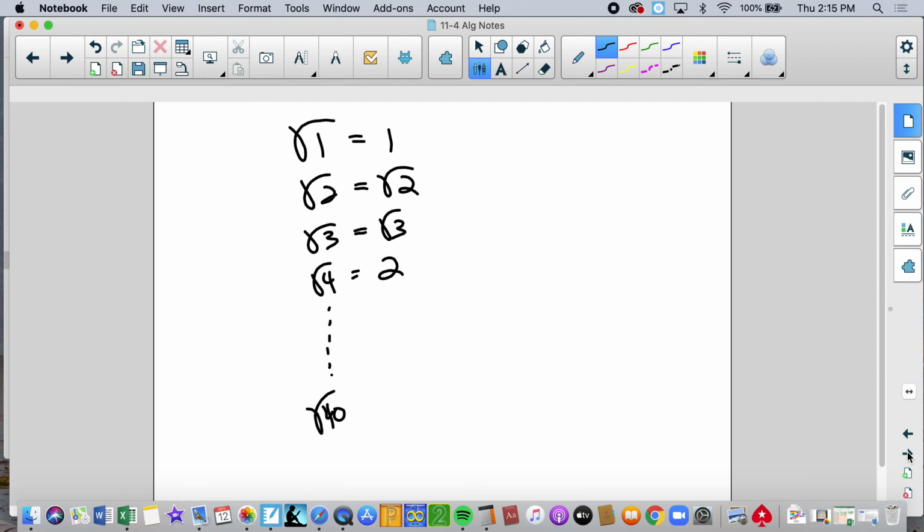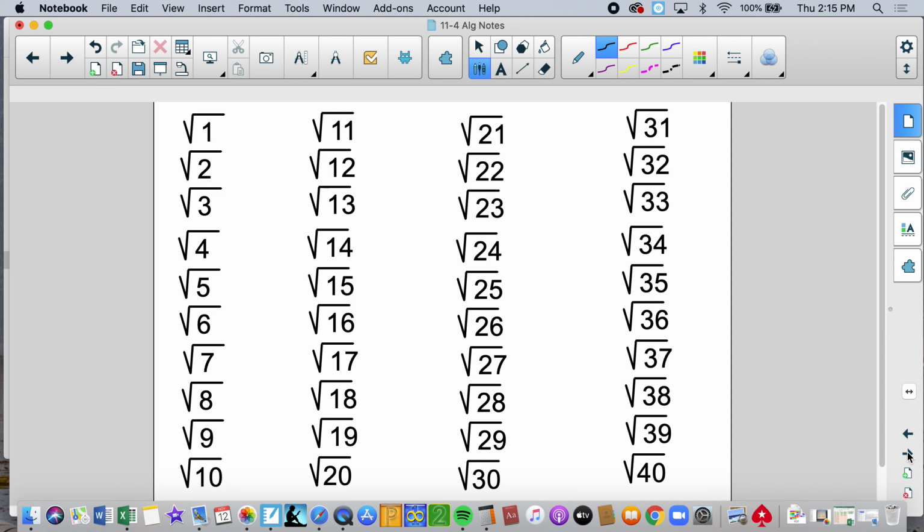So the nice thing here, it's a good activity, and you might want to try this, is to simplify the square roots from 1 to 40. So the square root of 1, the square root of 2, square root of 3, I want you to do each one of those all the way up to the square root of 40. So pause the video. Should take you maybe about 4 minutes, maybe 5 minutes max. Try that, and when you're ready, hit play and we'll go through it.